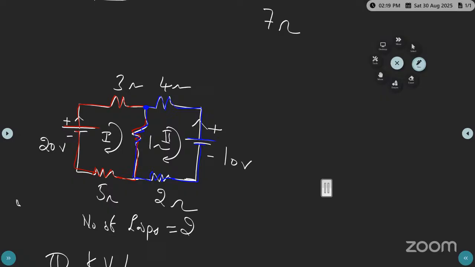Step 2. Here the number of loops is equal to the number of equations. You can write here as the answer: we will get 2 equations and we have to find out 2 currents. For the problem you write down: number of loops is equal to 2, we will get 2 equations, and we have to find I1 and I2. Next, step 2.